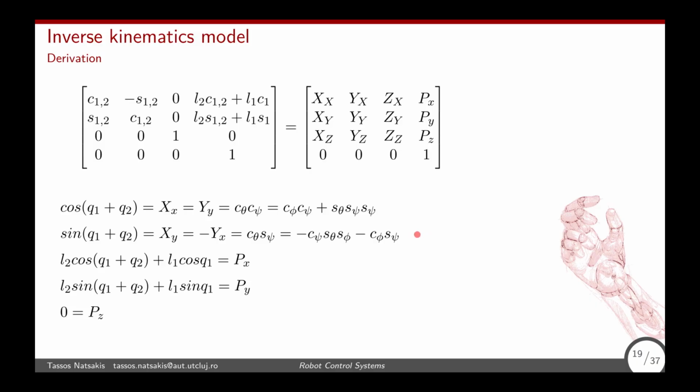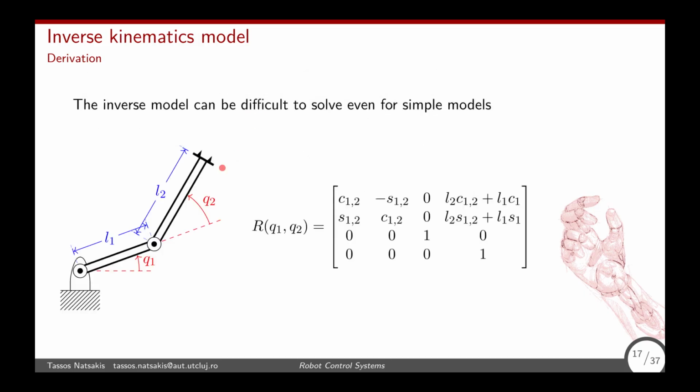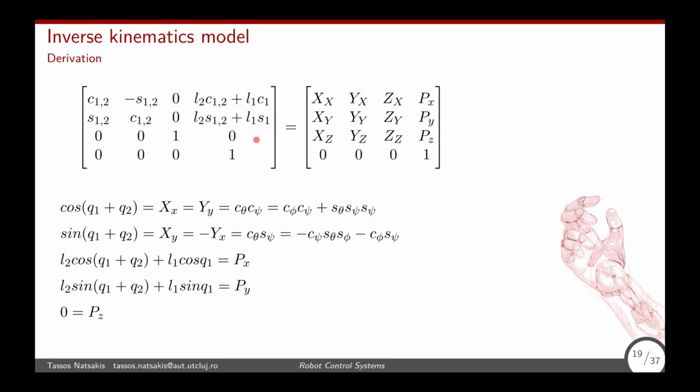Right, and for the three positions, we can see that y will always be 0, pz, right, because I'm moving on the screen. And px will be this one, pz will be this one. Right.